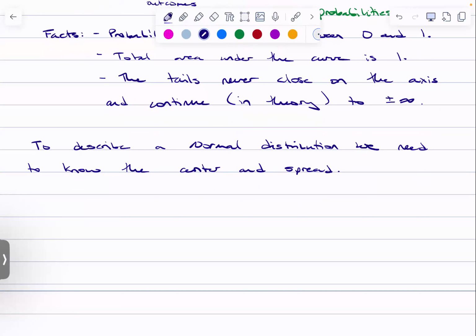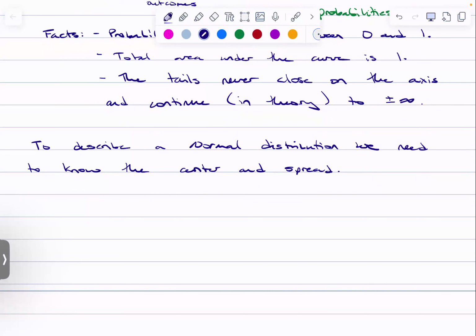But we talked about, okay, to describe a distribution, so to fully describe a distribution, we need to talk about the shape, the center, and the spread, right? And so now we have the shape, it's a normal distribution, and then we need to know the center and the spread of this thing.